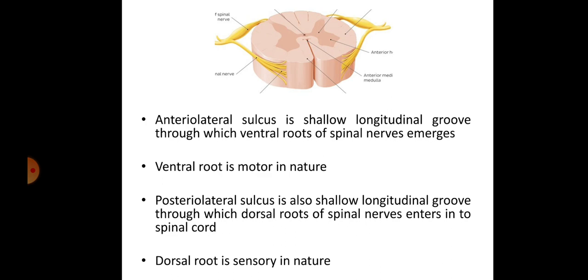So it means the external surface of the spinal cord consists of the anterior median fissure and posterior median sulcus, which divide the spinal cord into two equal halves. If you consider one equal half, then you will get the anterolateral sulcus, which is for the ventral root, and the posterolateral sulcus for the sensory root of the spinal nerve.